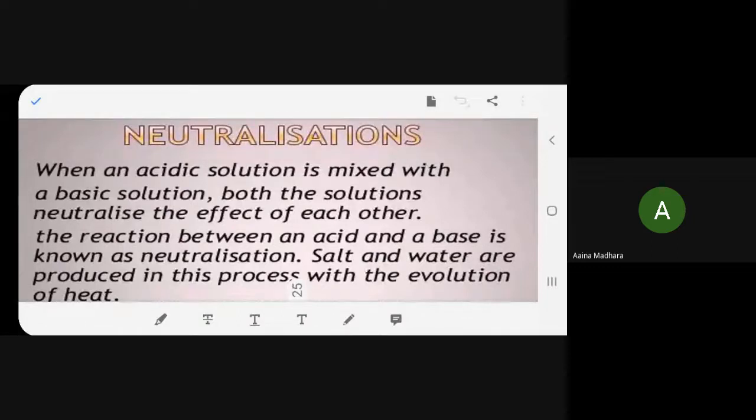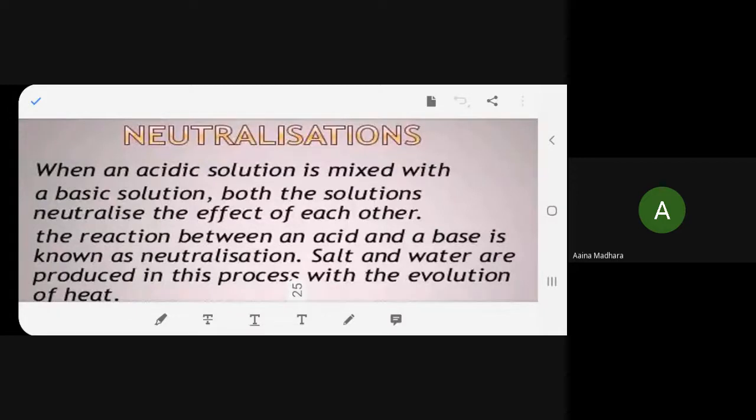Neutralization. Say neutralization. Neutralization. When an acidic solution is mixed with a basic solution, both solutions neutralize the effect of each other. The reaction between an acid and a base is known as neutralization. Salt and water are produced in this process with the evolution of heat.